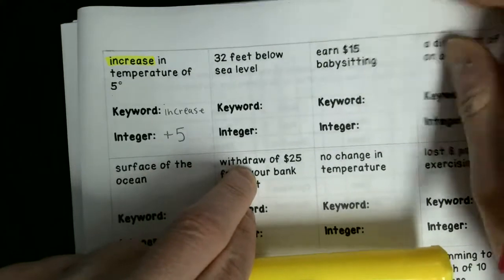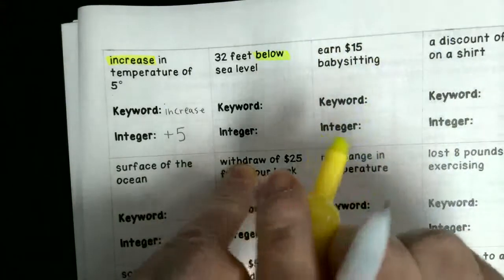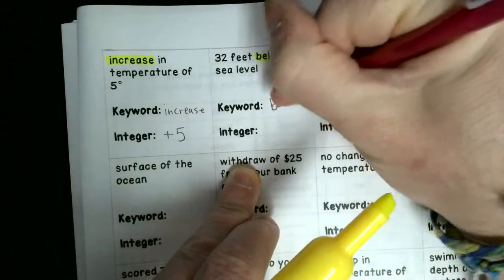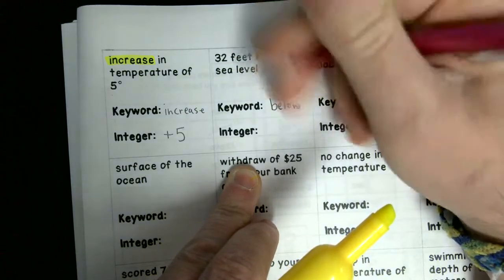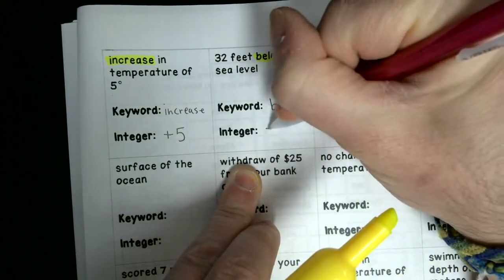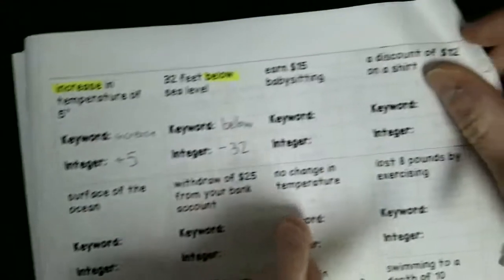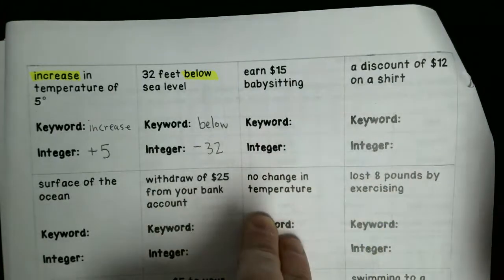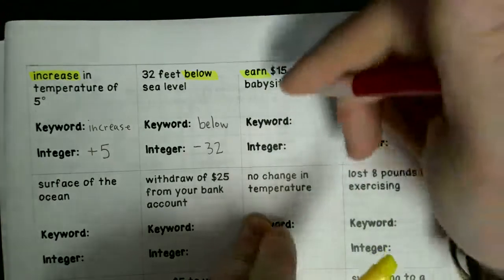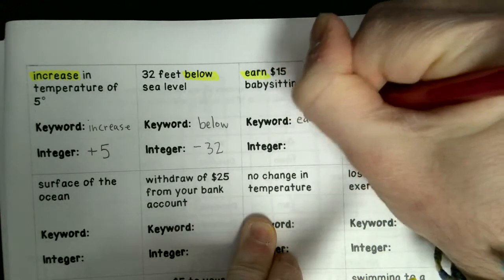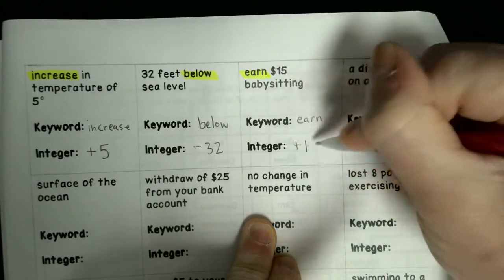Okay? 32 feet below sea level. The key word here is below. Below means, if you're comparing it to 0, if you're below, that would be a negative. So it's going to be negative 32, which is an example of an integer. Next one, earn $15 babysitting. The keyword is earn, and if you earn something, that is a positive change. So it's going to be a positive number.